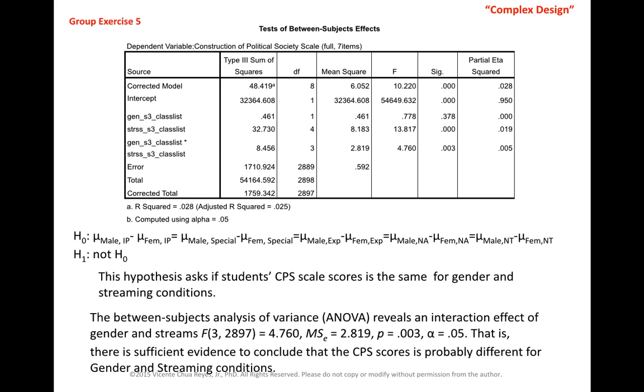So we can now see that gender may not be a complete way of looking at differences, because when we add streams, we really see where the differences are, right? Gender plus streams provides us an interaction effect. It provides us a clearer picture of the complexity of how young people in the Singapore context interpret and see the phenomenon of construction of political society.